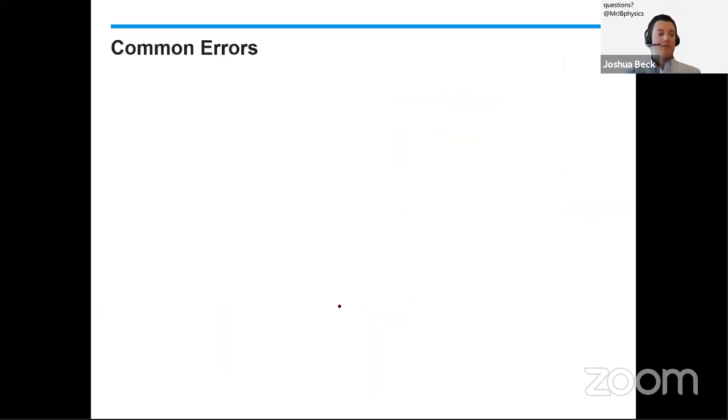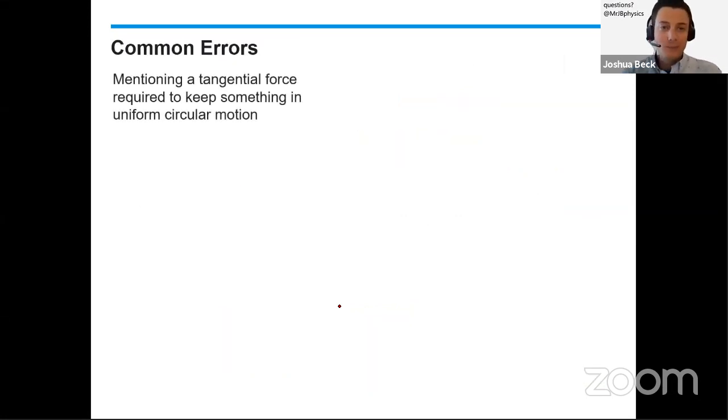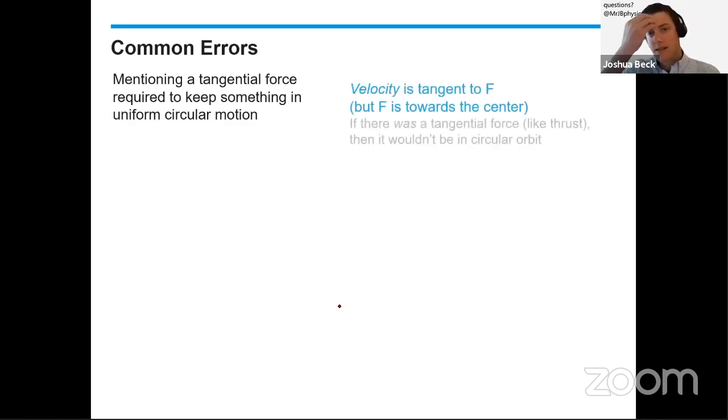Some other common errors that we saw on student samples. And these showed up sometimes in the explanations and sometimes on the free body diagrams. A tangential force is required to keep something moving. Well, remember that velocity is going to be tangent to whatever that force is, or perpendicular to the force. It's going to be tangent to the path. So the velocity is going to be tangent to whatever the path is. But that doesn't mean that there's a force aimed in the direction of that velocity.